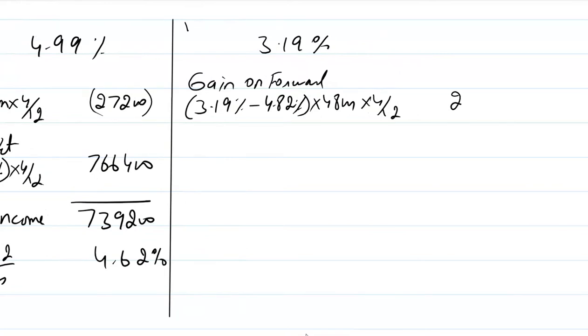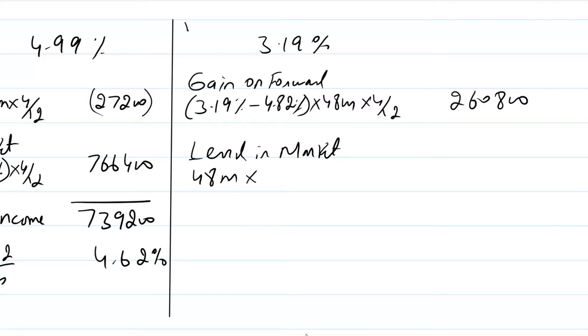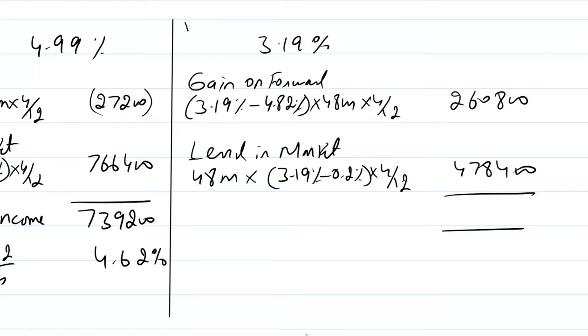This will be 260,800. And lend in the market: when we lend our 48 million, market rates are 3.19%, minus 0.2 is the spread. So we will receive only 478,400. So in total it will be 739,200. It will be exactly the same, 4.62%.